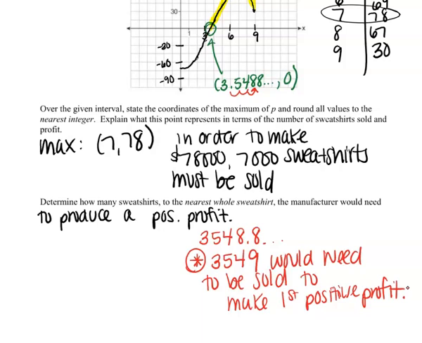All right, now this question says to justify your answer, and ultimately that's what I am doing here using my calculator. I was just determining where P of x equaled 0, and then I just interpreted that coordinate point.